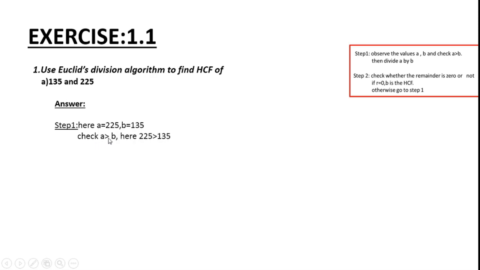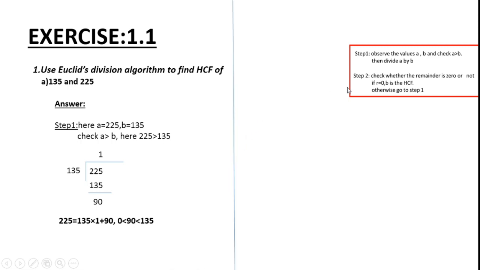Next, check A greater than B. Here 225 is greater than 135. Now we can divide 225 by 135. 135 times 1 is 135. Now the remainder is 90. This we can write as 225 equals 135 into 1 plus 90, where the remainder 90 is less than the divisor 135. Now step 2.